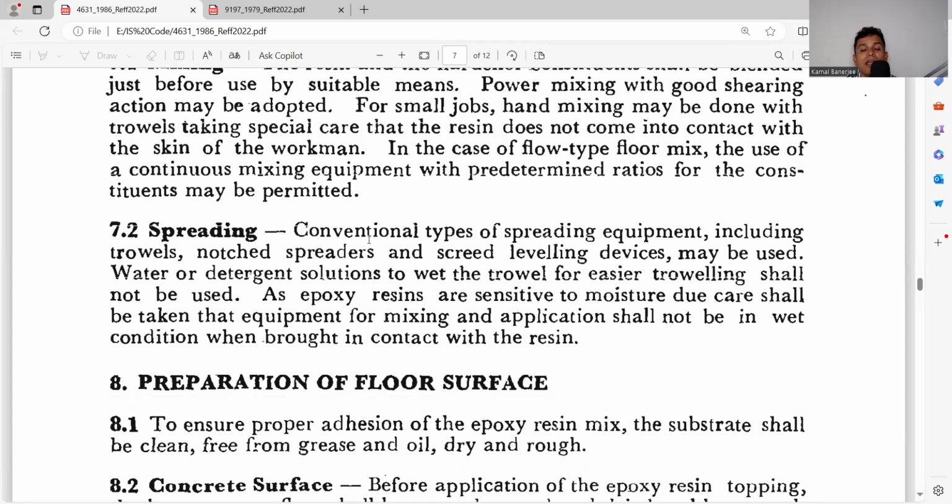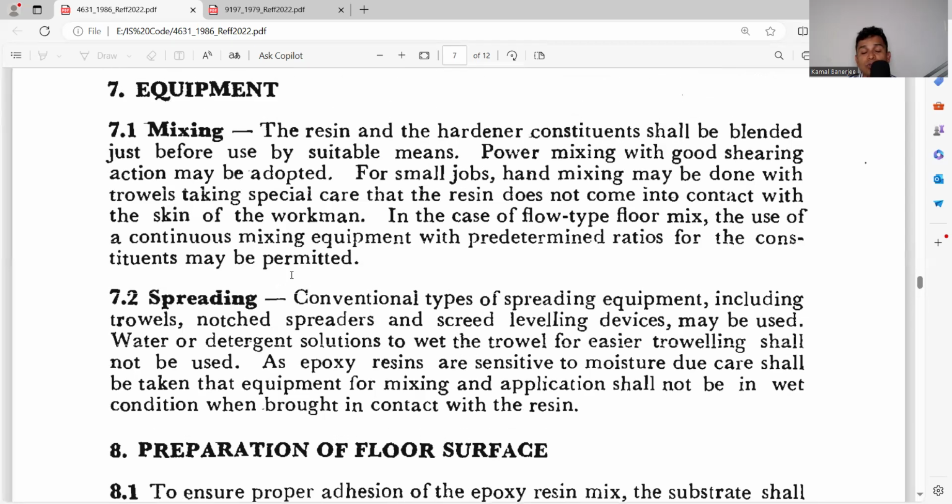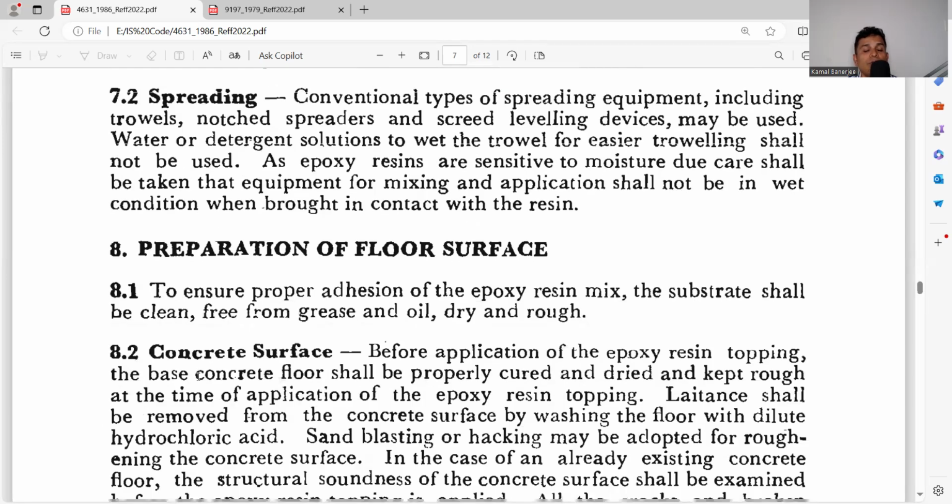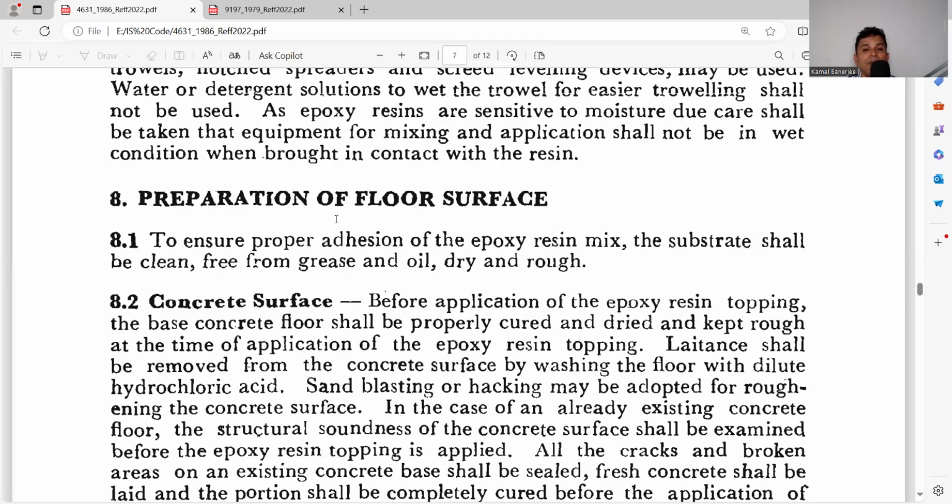And then spreading. Conventional types of spreading equipment, including trowel notch spreaders and screed leveling devices, may be used. So these are the two things we need for the equipment. That is the mixing one and the spreading one. Now, the first is the preparation of the floor surface. To ensure proper adhesion of the epoxy resin mix, the substrate shall be clean, free from grease and oil, and dry and rough.